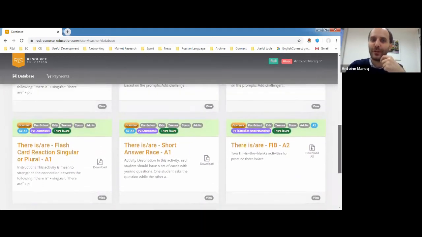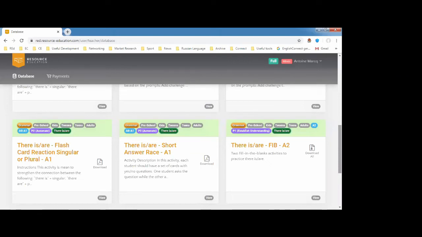Let's move on to the P2 activities then, to automate. So here, to automate there is, there are, because again, this is like he, she, it plus S. It can be really frustrating for the teacher because it's not complicated. There is, there are should be pretty straightforward.